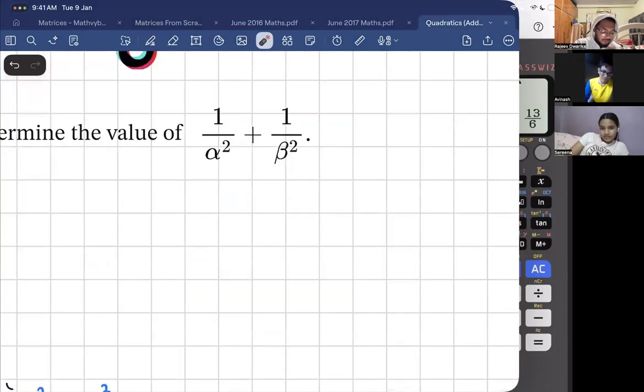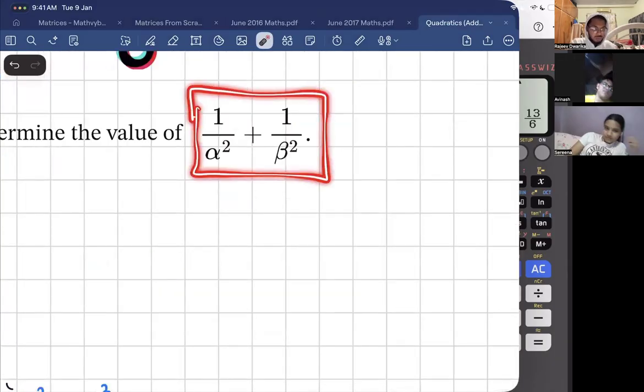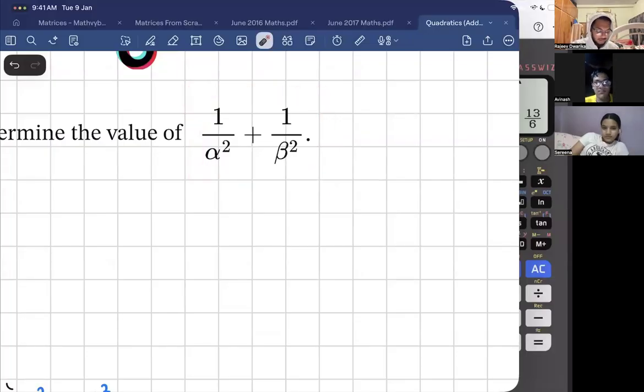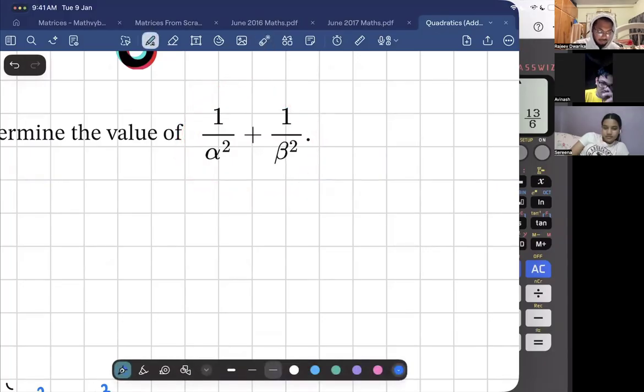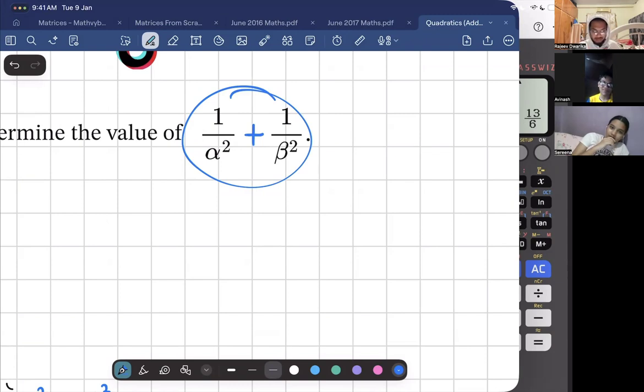If we had a quadratic here, what would be the roots for the new quadratic? The original roots are alpha and beta. But looking at this, what are the new roots of the quadratic? One over alpha squared plus one over beta squared. So this is the sum, right? You add in 1 over alpha squared, that's the first root, and then the other root is 1 over beta squared. Understand?